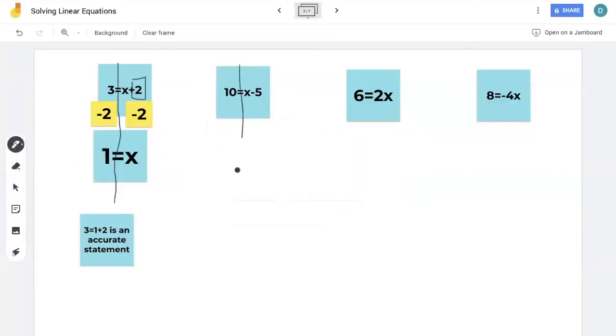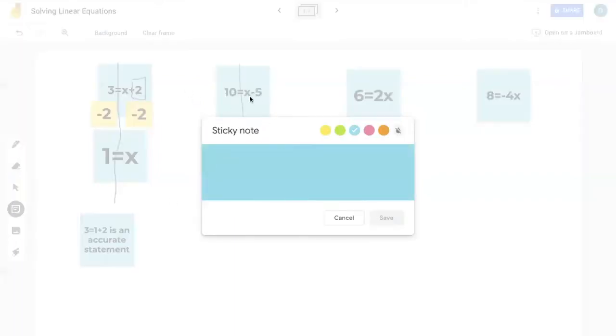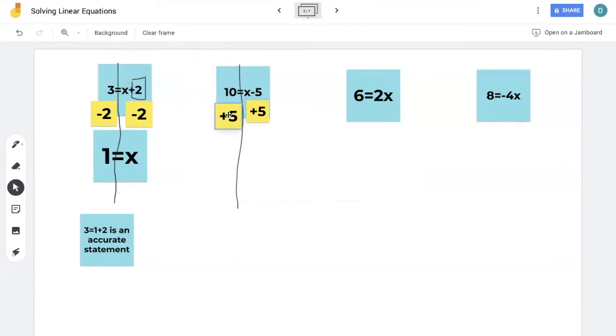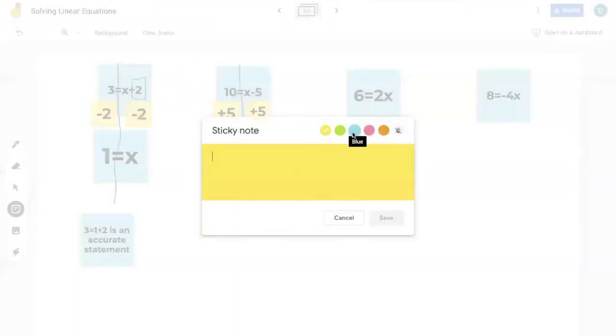We'll draw a line again, and we'll start going through these a little faster now since we got the basic idea. So what we want to do is cancel the 5. So I'm going to have a plus 5 and a plus 5, because we have to do it to both sides of the equation. That'll make the 5s cancel, and then we have a 5 over here. 10 plus 5 is 15. So we'll say 15 equals X, and that is the correct answer.